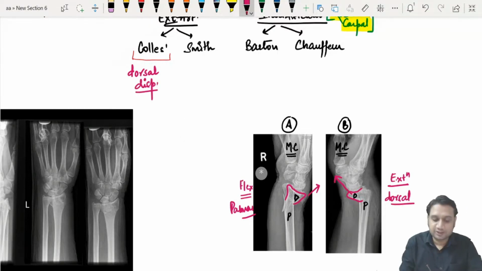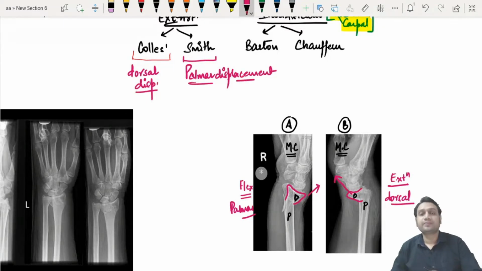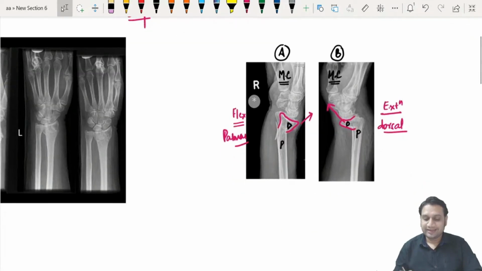While on the other hand, the Smith will have what kind of displacement? The palmar displacement. The Smith will have palmar displacement. So that is one way to differentiate Colles and Smith. Which one is Colles and which one is Smith, right? I hope everybody is able to appreciate now that this one becomes your Colles, and this one is Smith.